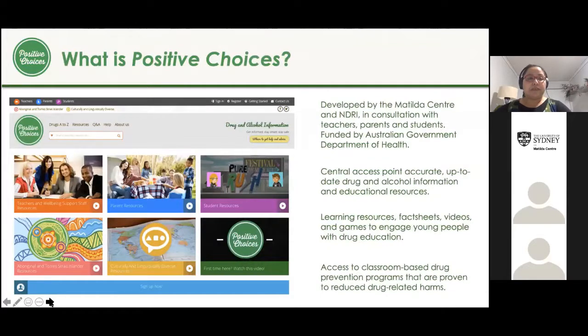If you're not familiar with Positive Choices, let me give you a brief introduction. Positive Choices was developed by the researchers at the Matilda Center and National Drug and Research Institute at Curtin University. It was developed in consultation with teachers, parents, and students and is funded by the Department of Health. It provides a central access point with accurate, up-to-date drug and alcohol information as well as educational resources. We have a number of learning resources, fact sheets, videos, and games to engage young people. We also provide classroom-based drug prevention programs that are proven to reduce drug-related harm.